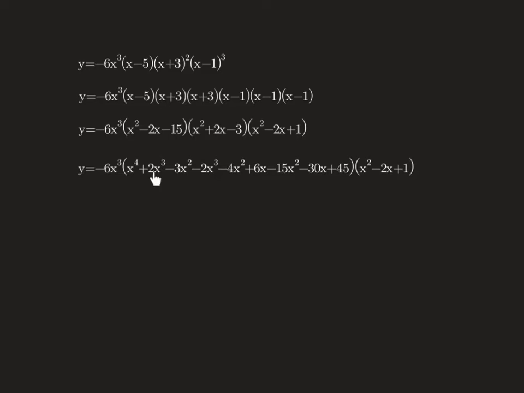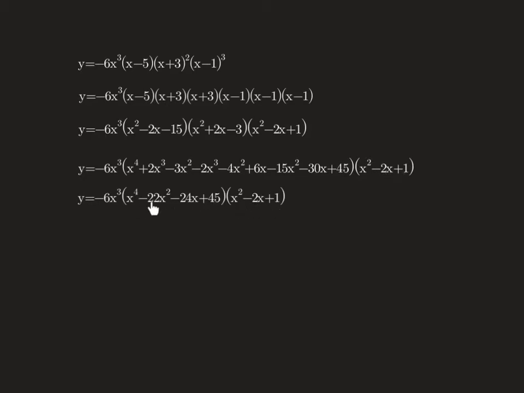Alright, we'll keep this x squared minus 2x plus 1 for now, and I will reduce this. So I got the 2x cubed, and I've got a negative 2x cubed. Those will cancel out. I've got a negative 3x squared, a negative 4x squared, and a negative 15x squared. So that's going to be negative 22x squared. Let's see, my x is 6x and negative 30x, so negative 24x. And I got my plus 45 and my x to the 4. And we still have my x squared minus 2x plus 1 that we have to multiply.